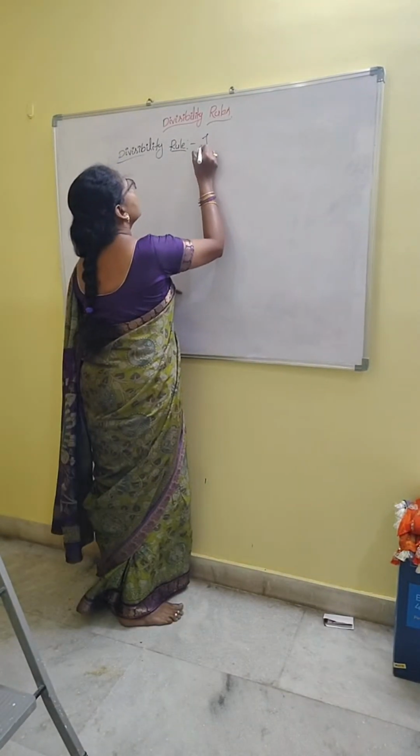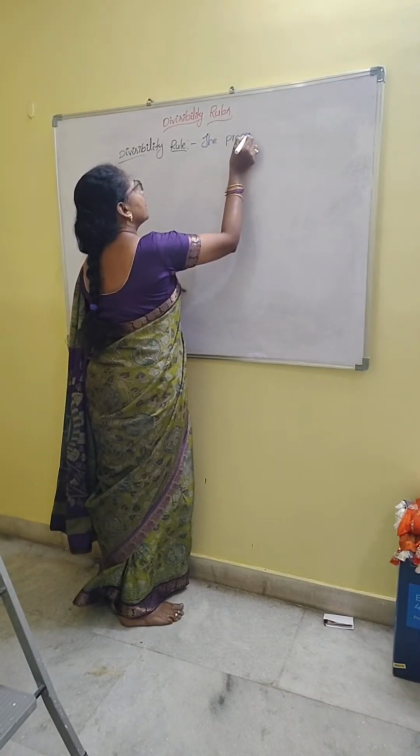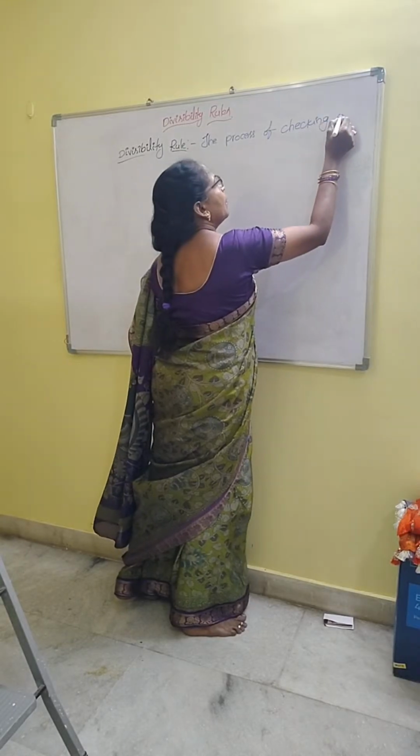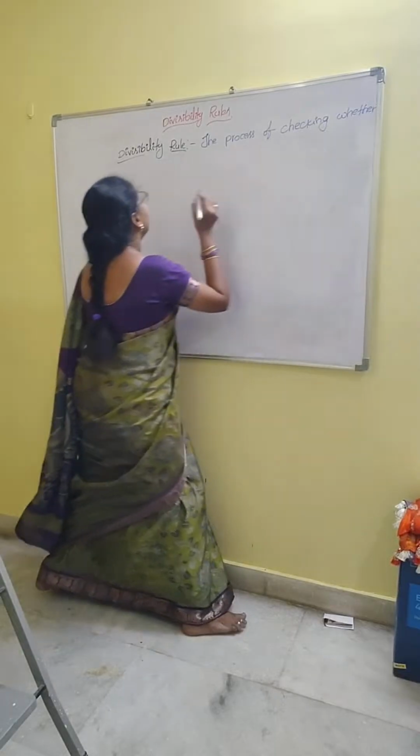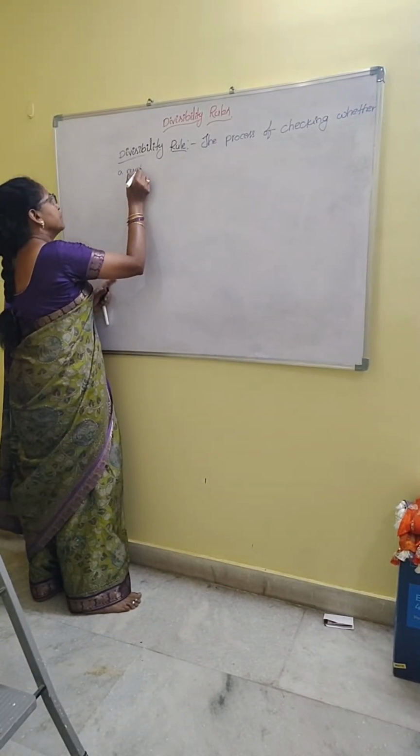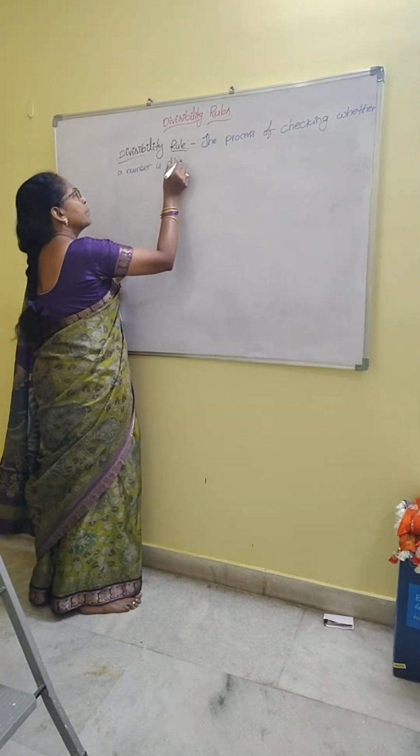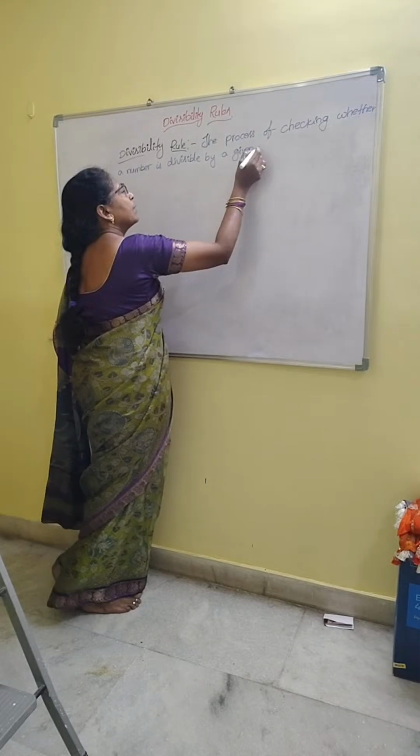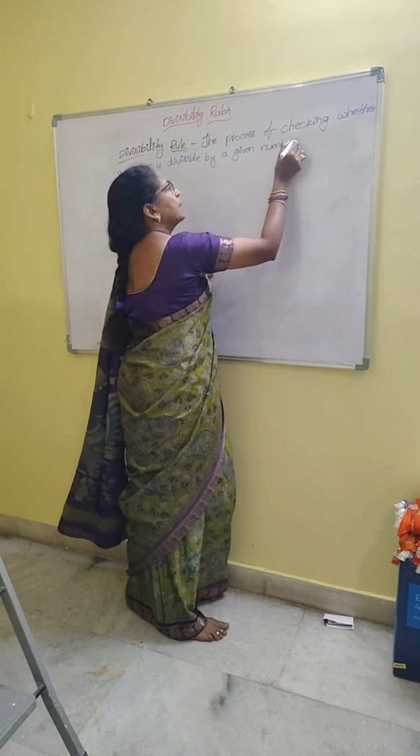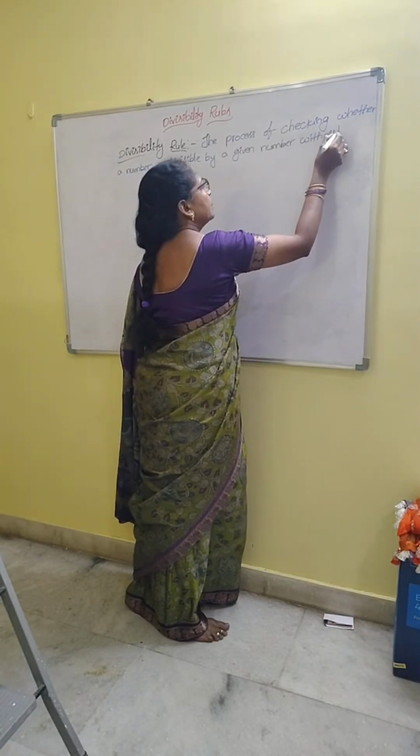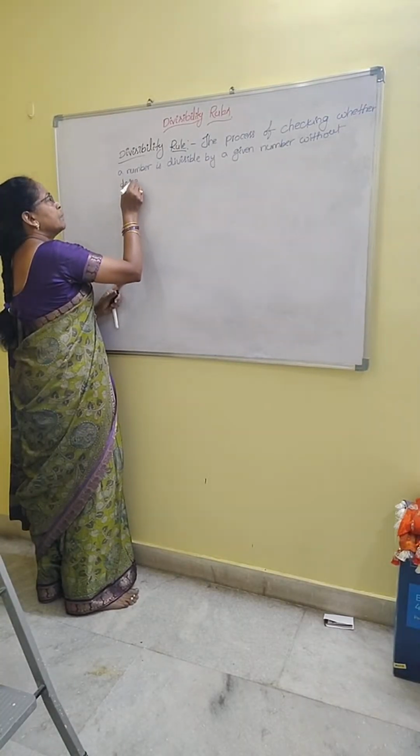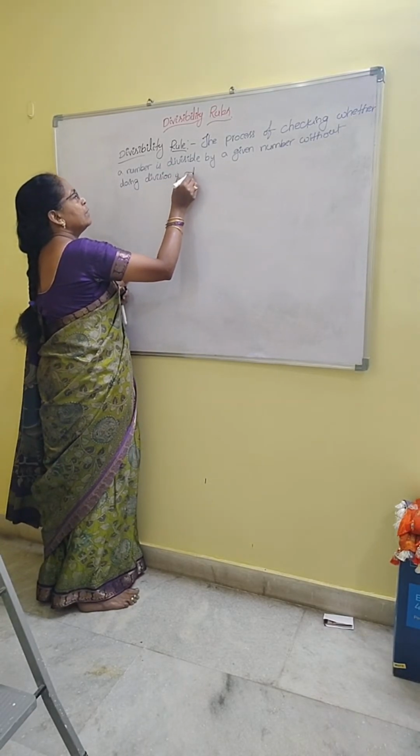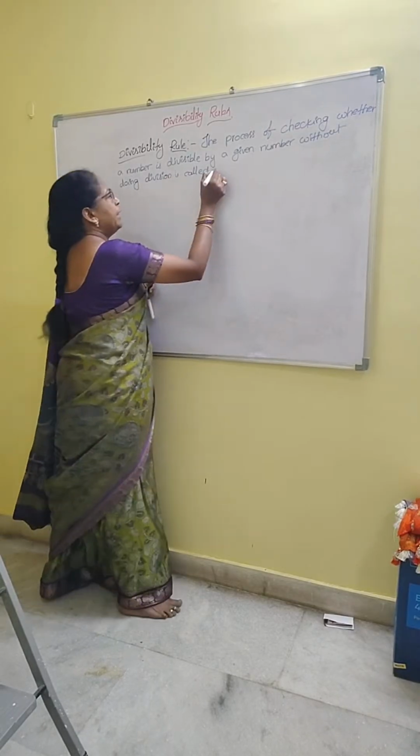The process of checking whether a number is divisible by a given number without doing division is called the divisibility rule.